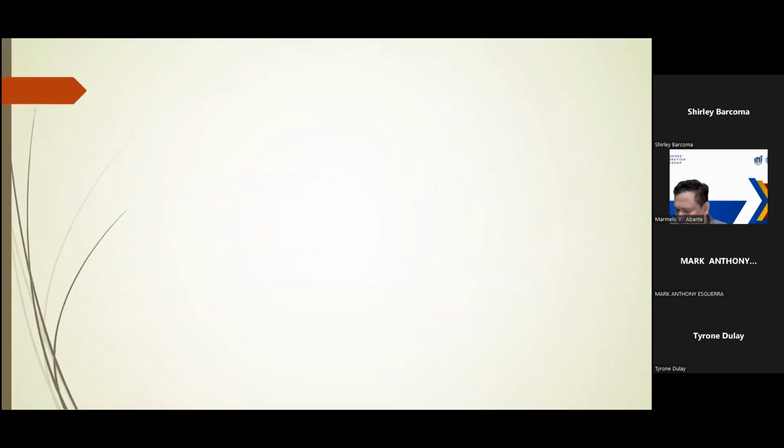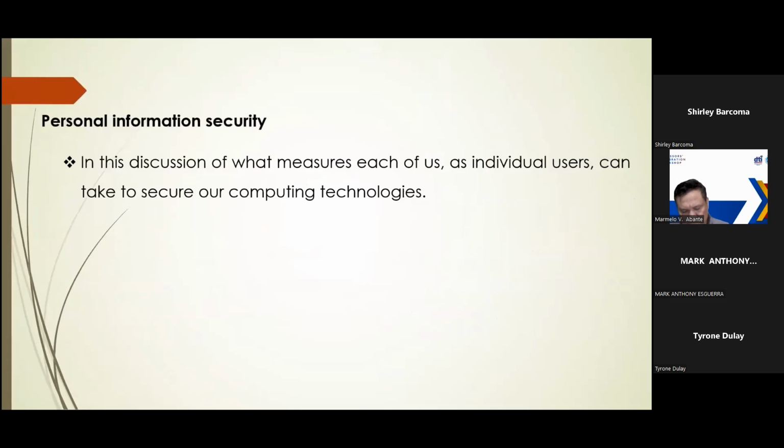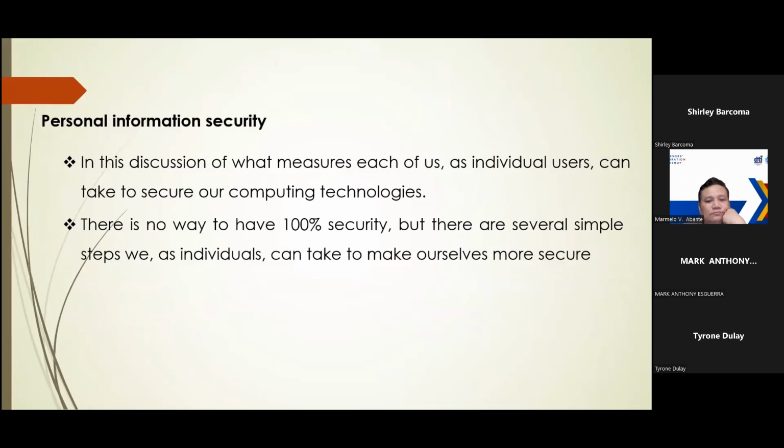Next is personal information security. When we say personal information security in this discussion, we mean the measures each of us as individual users can take to secure our computing technologies. There is no way to have 100% security, but there are several simple steps we as individuals can take to make ourselves more secure.